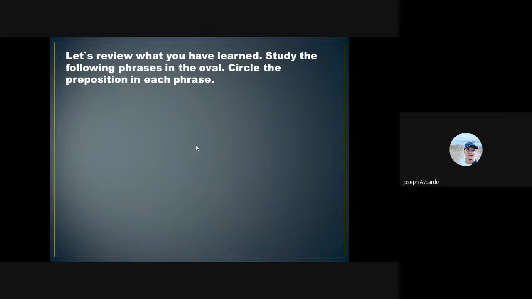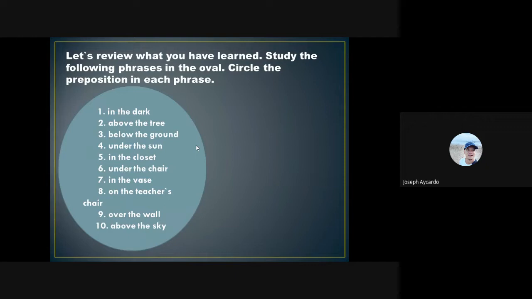Okay, before that, let's review what you've learned. Study the following phrases. Circle the preposition in each phrase. So here's the question. Question number one, in the dark. Question number two, above the tree. Number three, below the ground. Number four, under the sun. Number five, in the closet. Number six, under the chair. Number seven, in the vase. Question number eight, on the teacher's chair. Number nine, over the wall. And the last question is above the sky. So, based on the instruction, circle the preposition in each phrase. So you can start now.